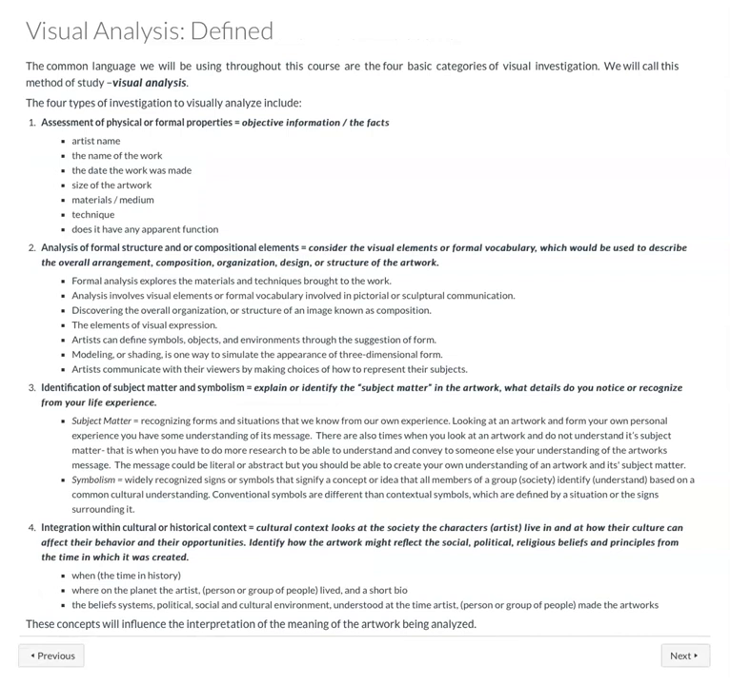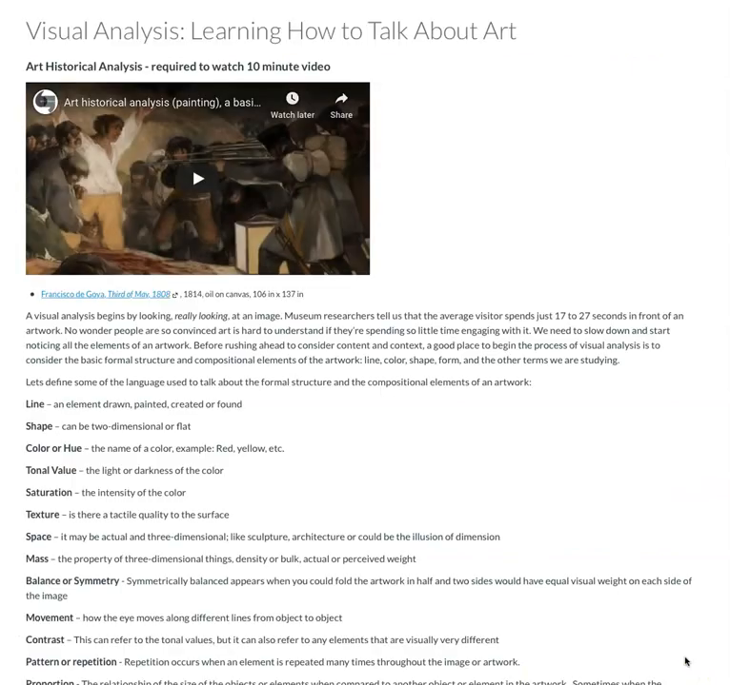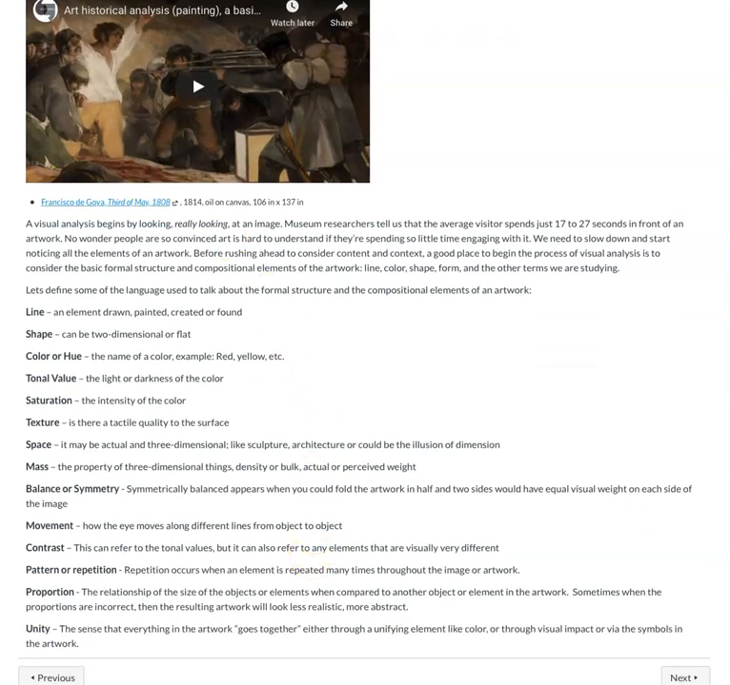This is visual analysis defined, and it goes over the four types of investigation that I discuss in the lecture. Here's all the information spelled out so you can refer to it throughout the semester. You're going to want to watch this 10-minute video that also uses this important language on how to analyze and use this concept of visual analysis. And these are some of the terms that we might be using throughout the semester as we work with the different artworks that we'll be studying.